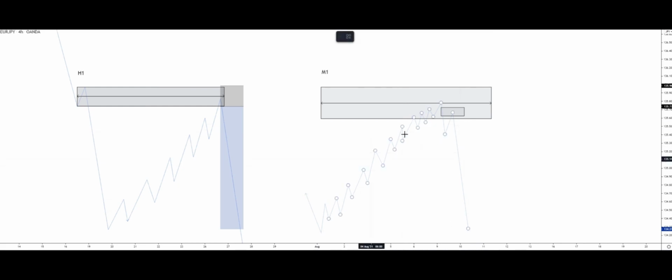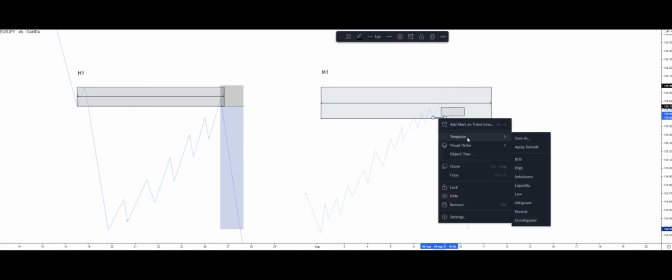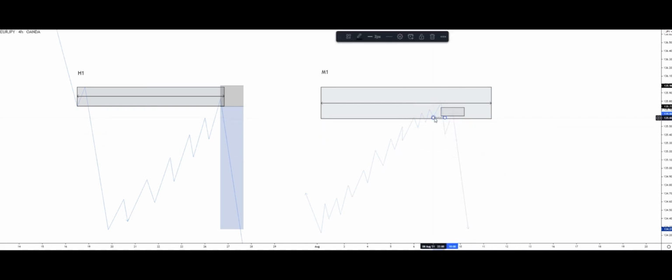So as you can see in this example, we had a break of structure. Not only did it take this low, but it also took this low, and also took this low. So it took out 3 structural lows. It doesn't matter how many lows it takes out, as long as it took out at least the most recent swing structural low. But in this case, as you can see, it took out 3.